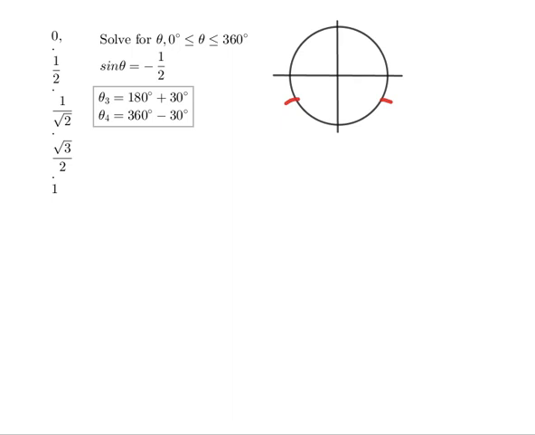Very quickly, I can do the math on that and conclude that my angle, theta, is equal to 210 and 330.